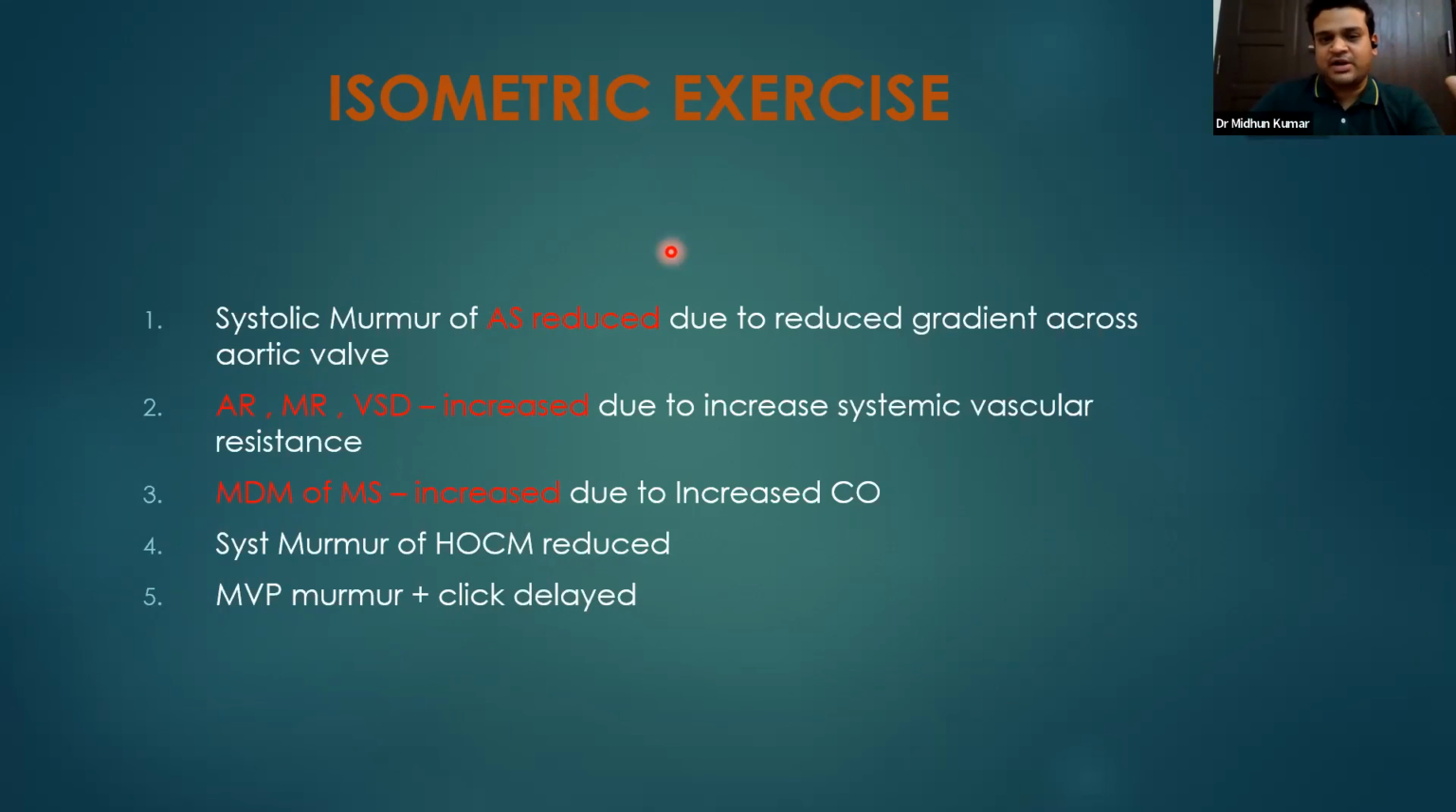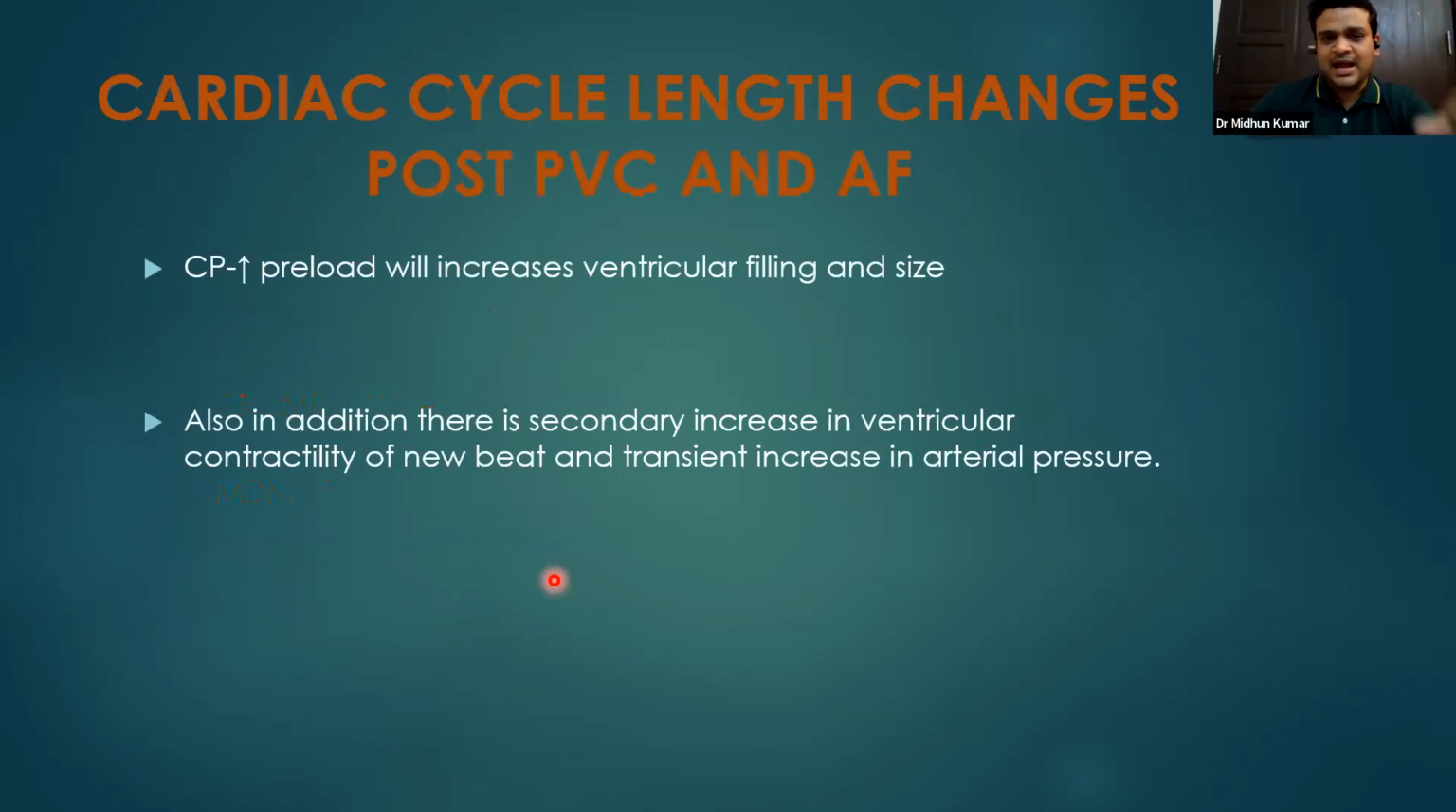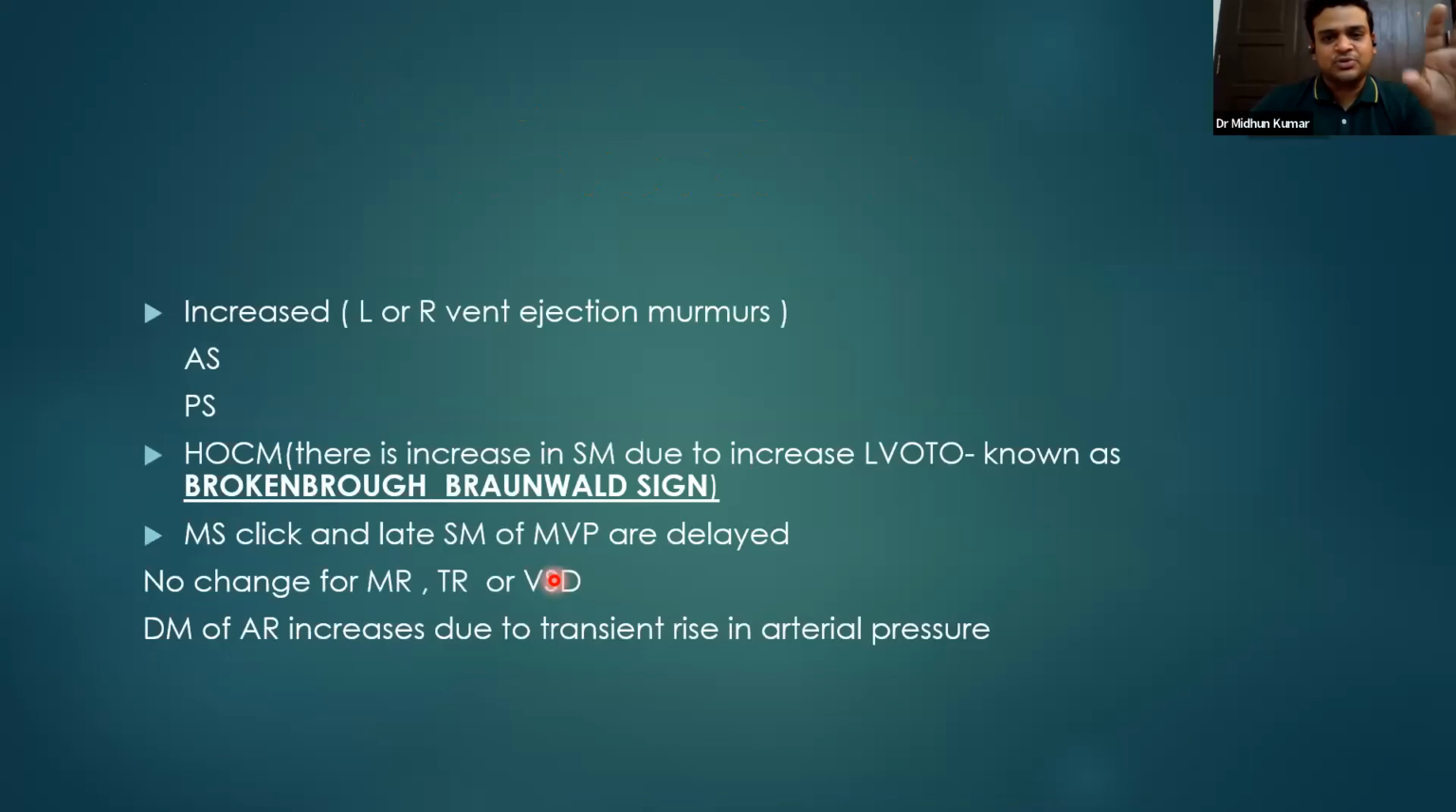AS is a fixed LV outflow tract obstruction. HOCM is a dynamic LV outflow tract obstruction. So any increase in afterload is going to reduce the intensity of LV outflow tract obstruction, either fixed or dynamic. And this is the thing I already said. Post PVC, what happens? The preload is going to increase, and the force of contraction is going to increase. So any increase in preload or force of contraction will alter the dynamics of the murmur, and that has to be understood.